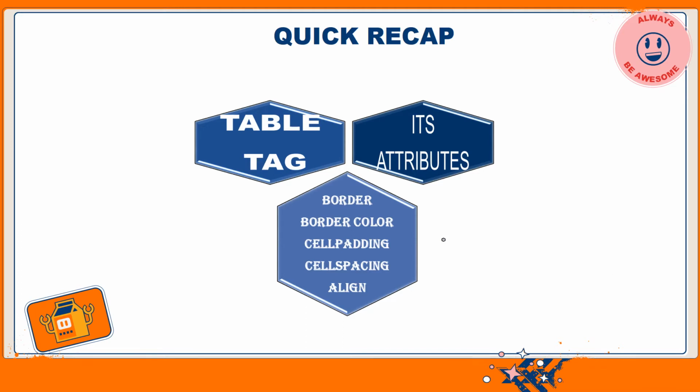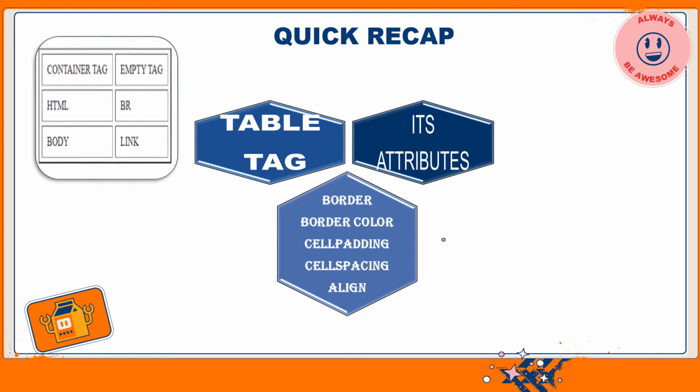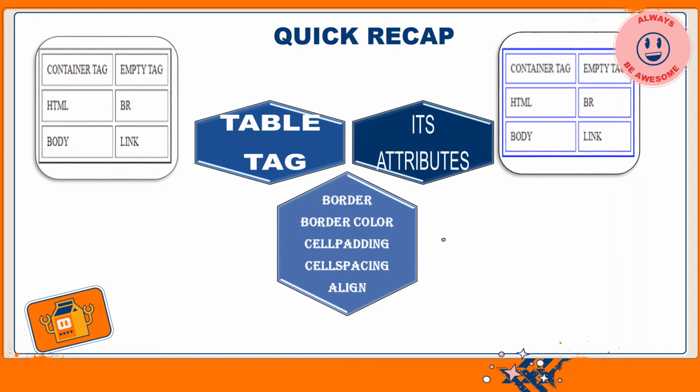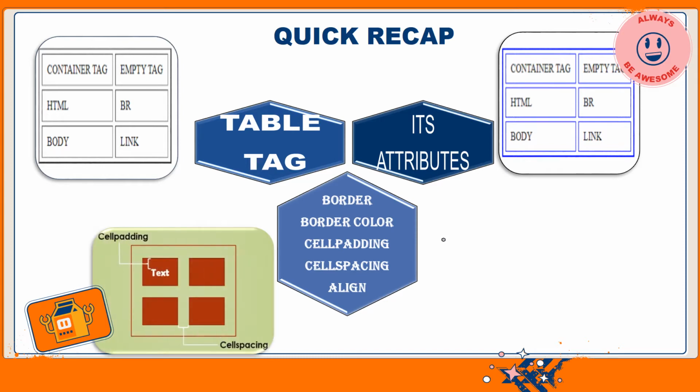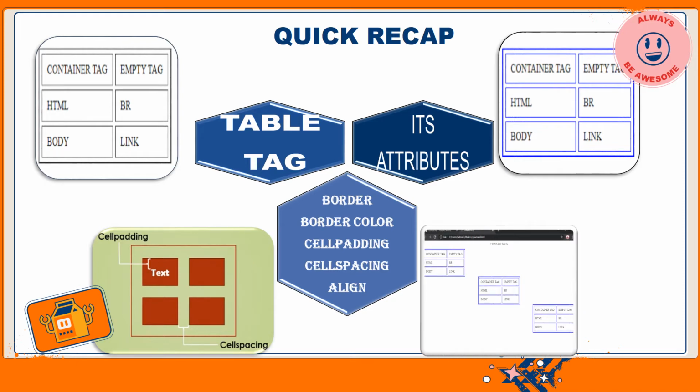So first we had learned about border, which is used to apply the borders to your table. Then the next one is border color, where you can change the color of your border of the table. Then we had learned about the cell padding and cell spacing. Cell spacing is the spacing between two cells, and then cell padding is the spacing between the border of the cell and the text of the cell. Then we had learned about align attribute. Using it, you can align your table to the left, right, or center of your web page.